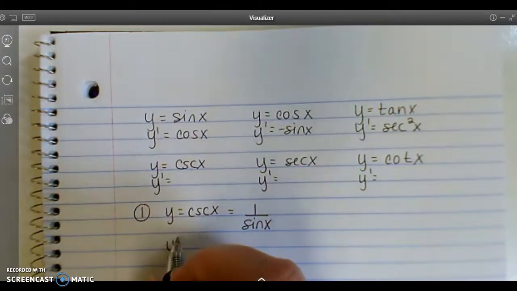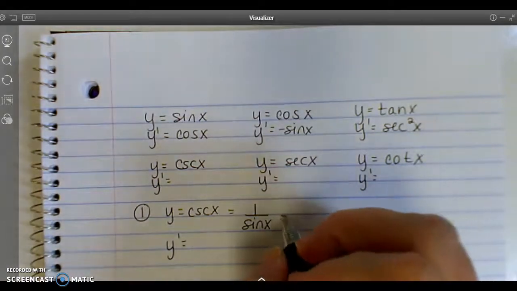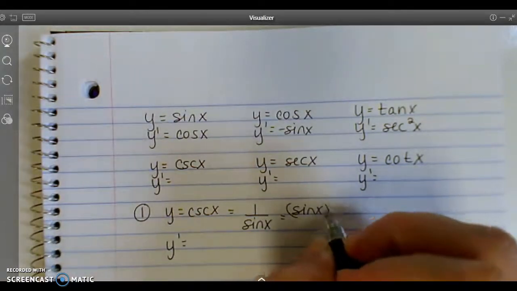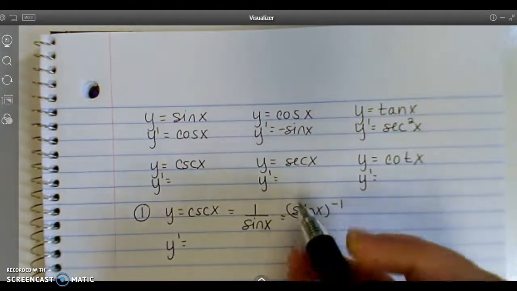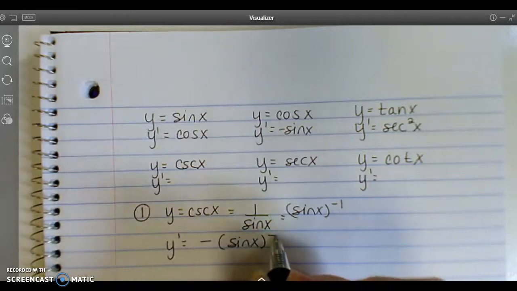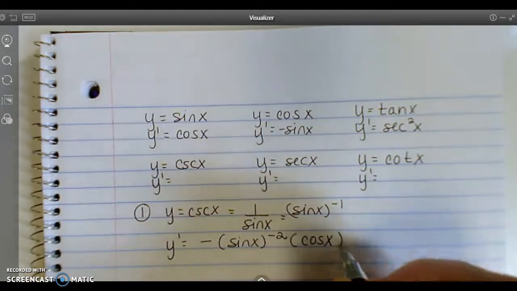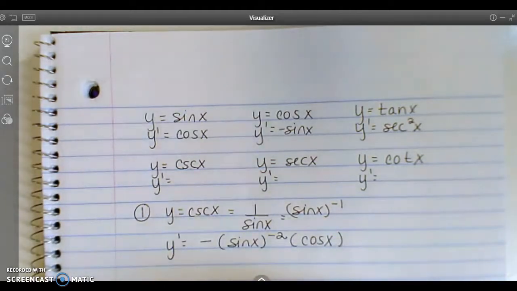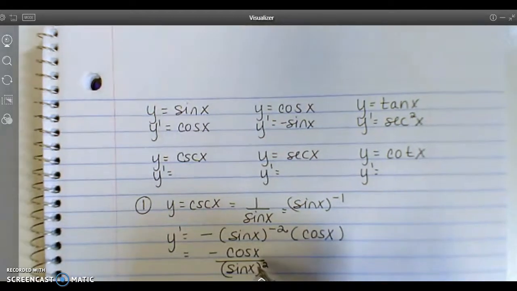So if I want to find the derivative, I can do the quotient rule with 1 over sine x, or I could rewrite this as sine x to the negative 1. Not to be mistaken with arc sine, that is different. I'm just going to use the chain rule here, so we have negative sine x to the negative 2 times the derivative of the inside, which is cosine of x. And then if I rewrite that, that's negative cosine x, and then this is on the bottom, sine of x squared.